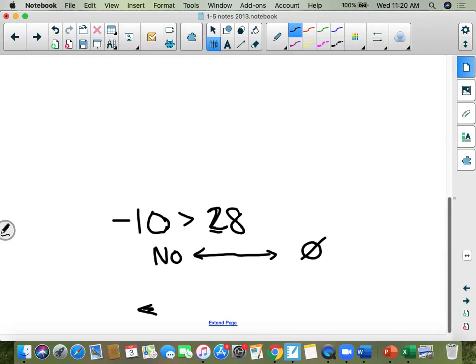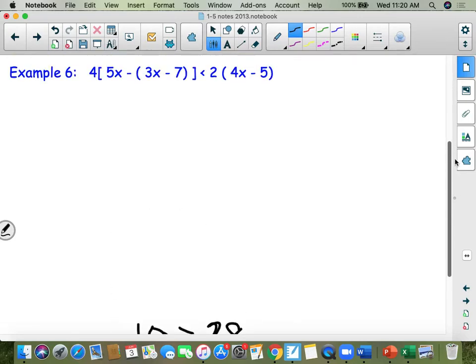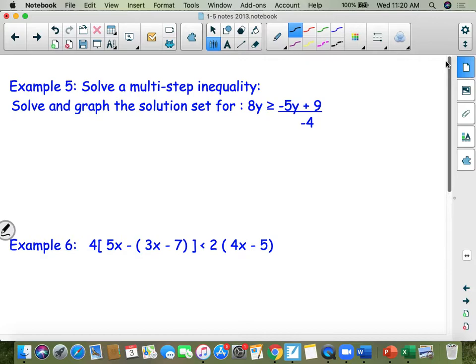So keep that in mind. It could be true or it could be false. If it's true, then the whole number line is shaded. If it's false, then it's an empty number line. Okay, let's do these last 2 problems and we're pretty much done.